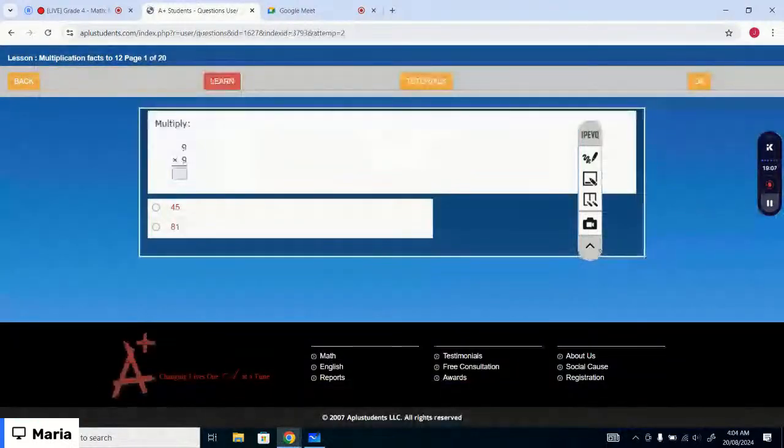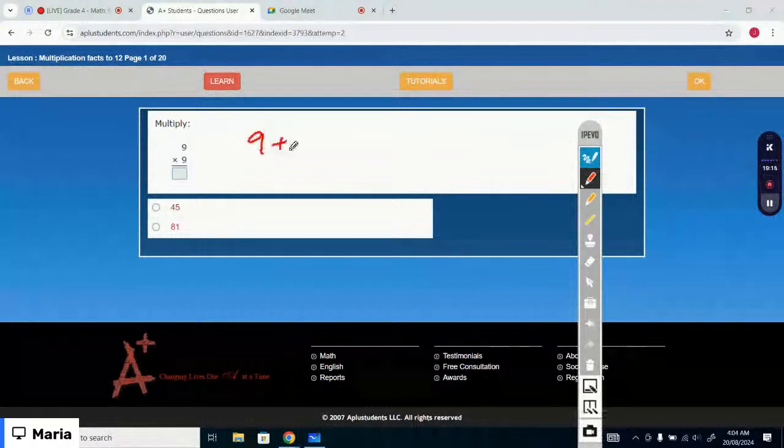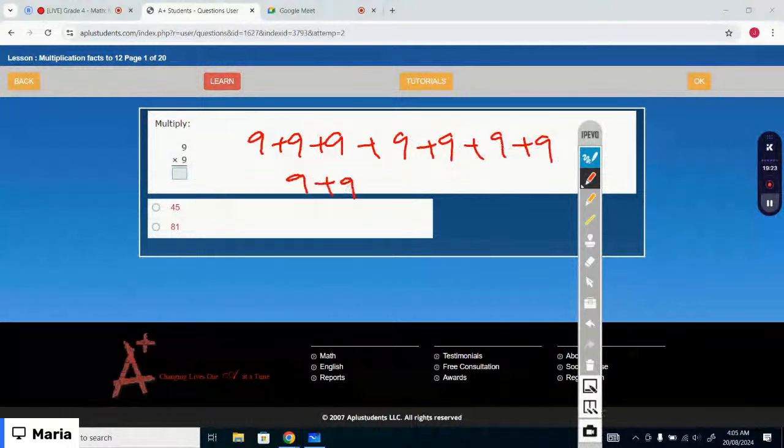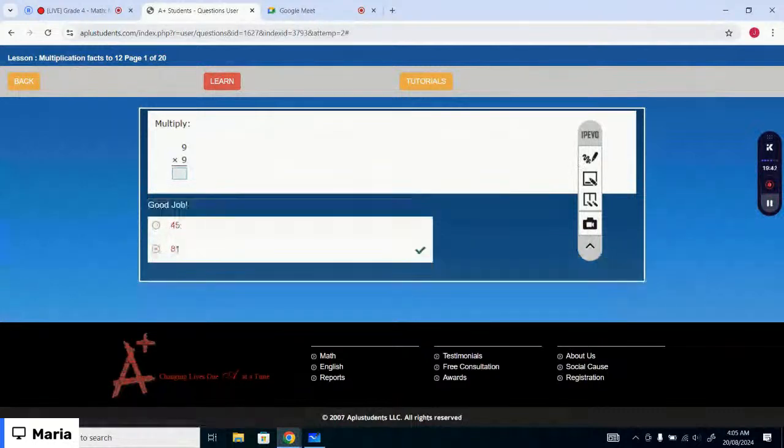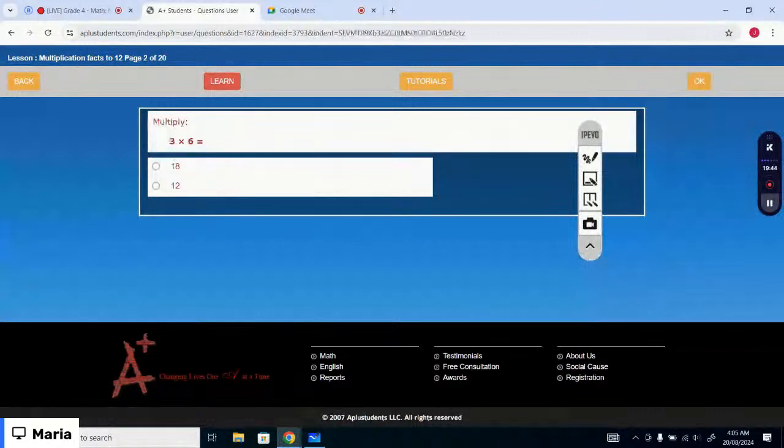Okay, let's start with the first example question, that is 9 times 9. Basically you need to add 9, 9 times. If you still don't know how to multiply, then you can add 9 times. But I know 9 times 9 is 81, so the correct option is 81. Try to be perfect with multiplication tables because adding the same number again and again is not easy, while doing the multiplication tables is very easy.